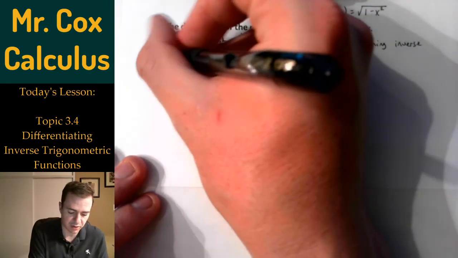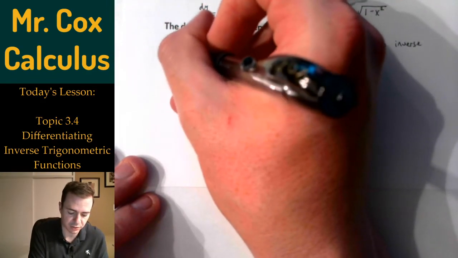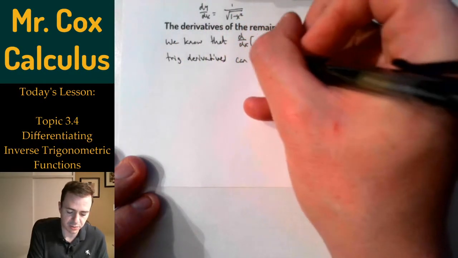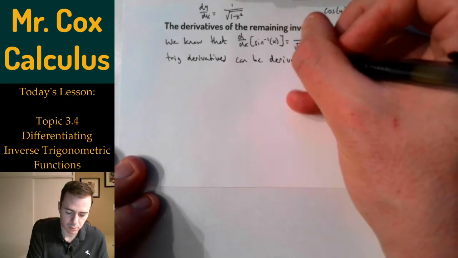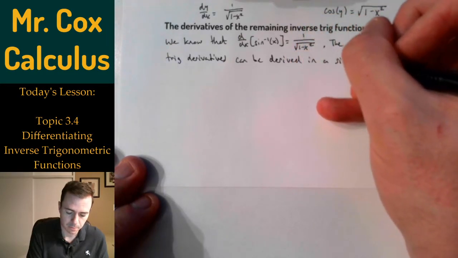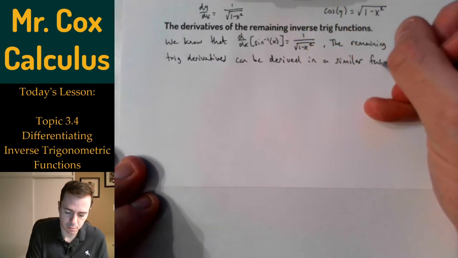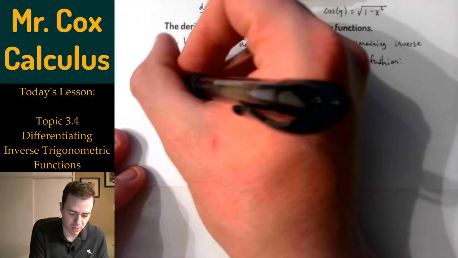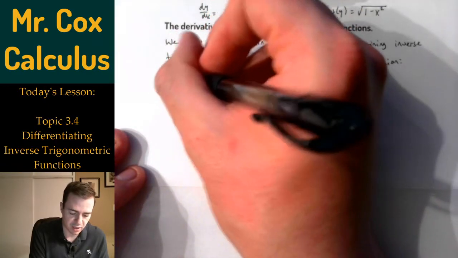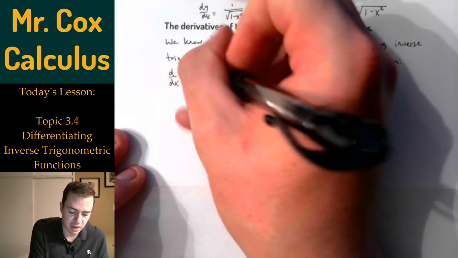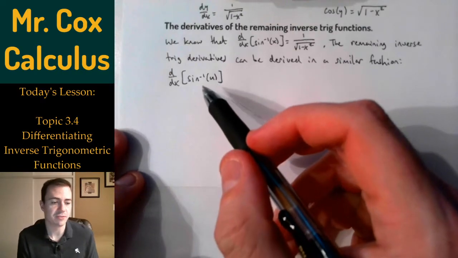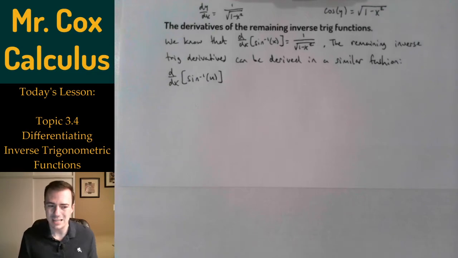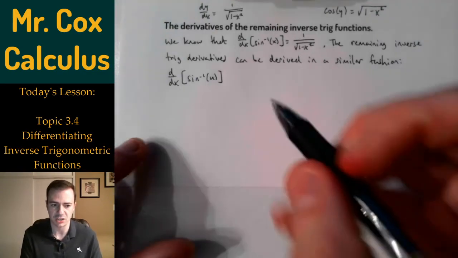The derivatives of the remaining inverse trig functions can be derived in a similar fashion. But here they are. We're going to redo this a little bit and say the derivative of the inverse sine of u, where u is a function of x, because now that we know the chain rule, we really need to incorporate it into our differentiation rules as we learn them.